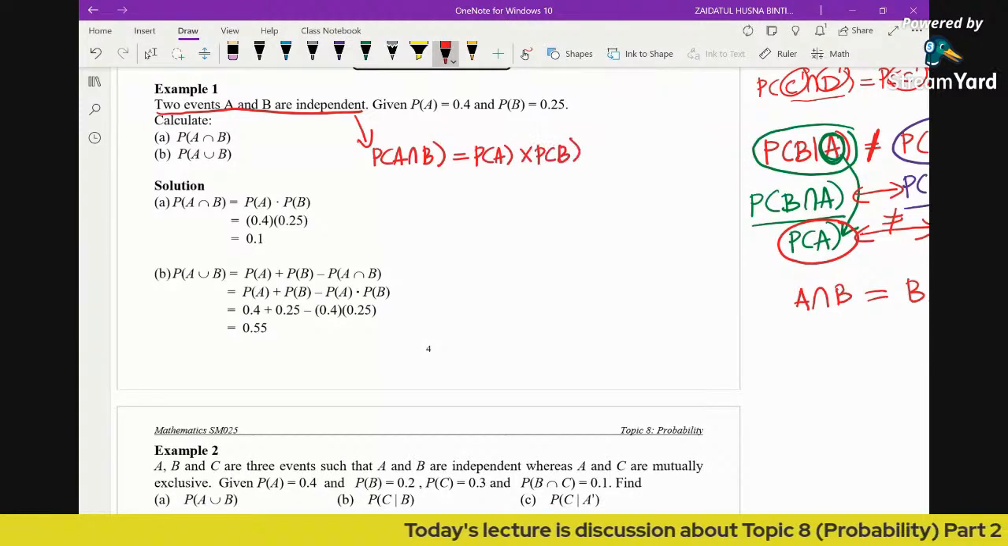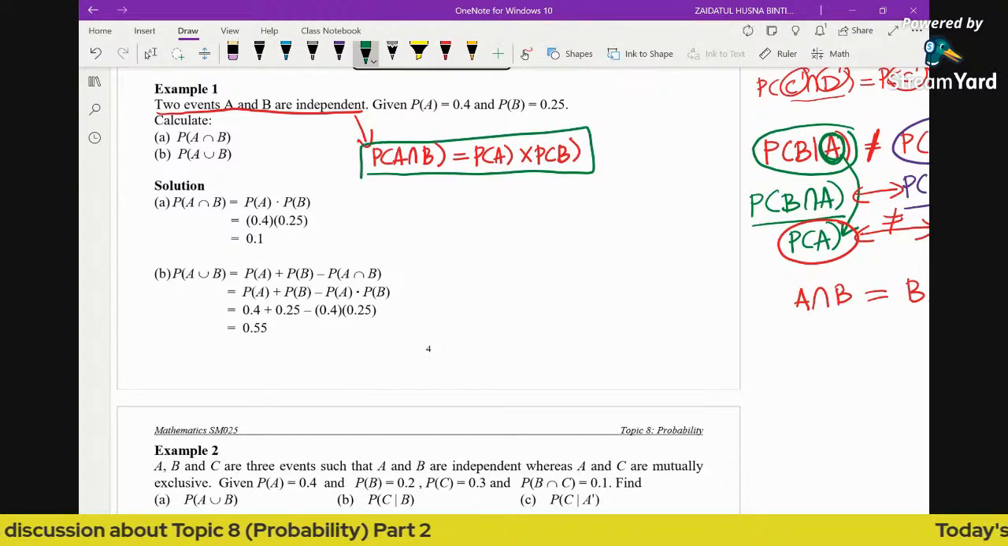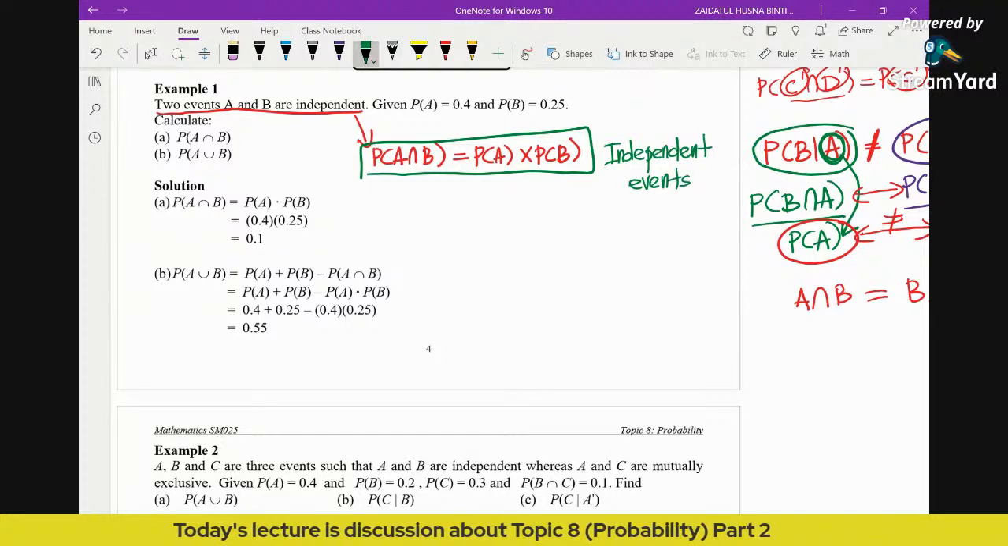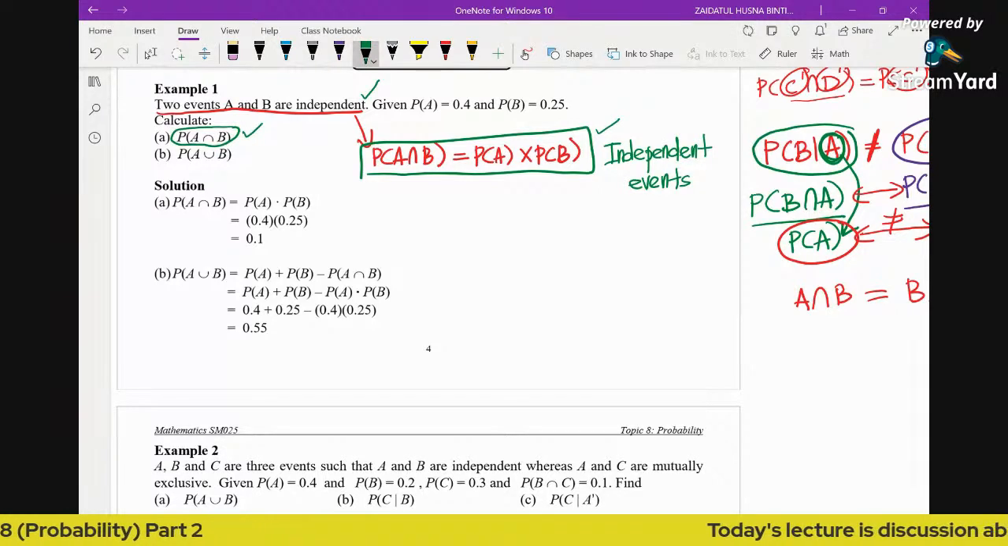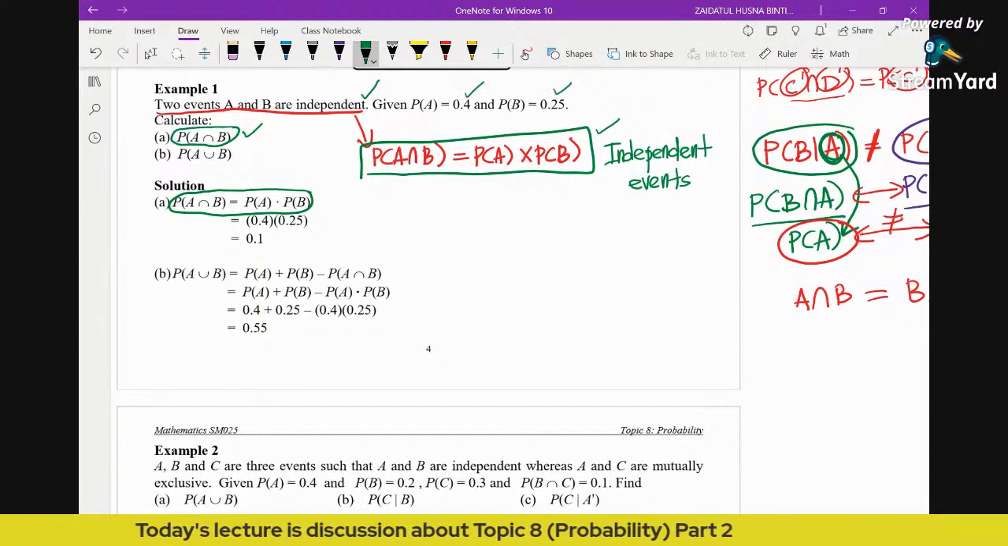Because this formula is only applicable to independent events. Again, I repeat, this formula is only applicable to independent events. Because it is now given that A and B are independent, we can apply this. In order to find A intersect B, we apply this formula: P(A intersect B) equals P(A) times P(B). We have the two values, we just multiply them, and we will have this answer.